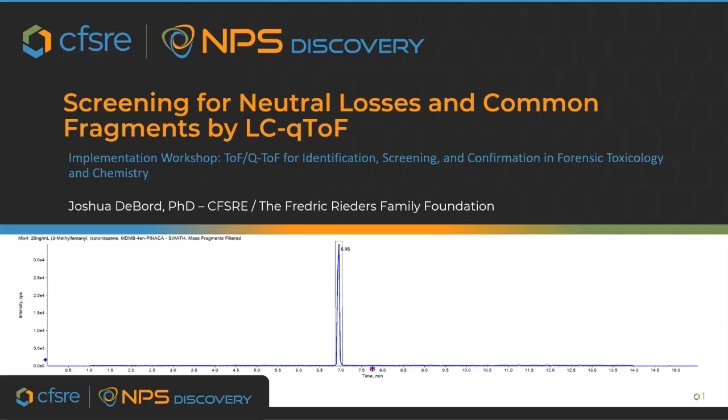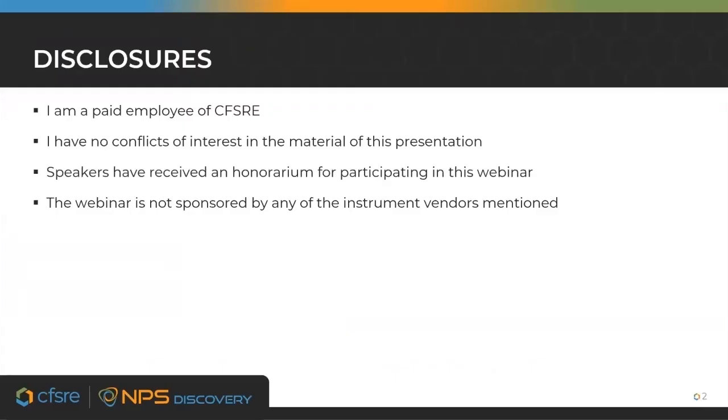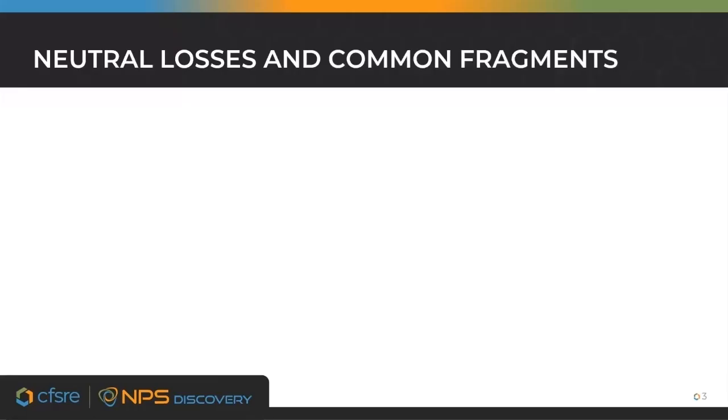The chromatogram that I've shown down below is the extracted ion chromatogram that everyone would hope to achieve from employing a neutral loss and common fragments workflow. Here is my disclosure slide. Summarily, I don't have any conflicts of interest in the material given.